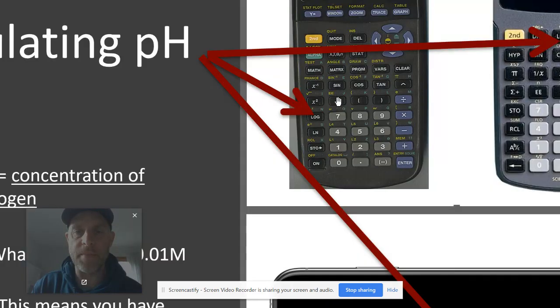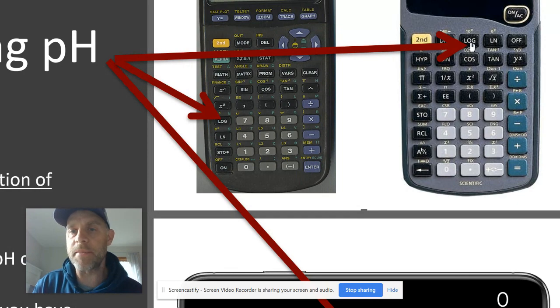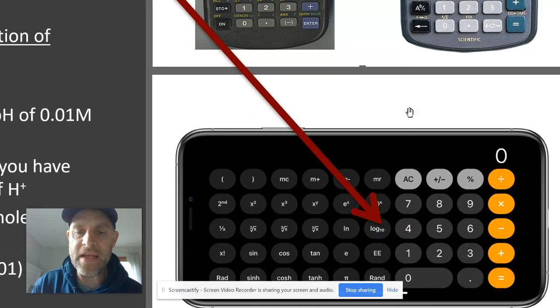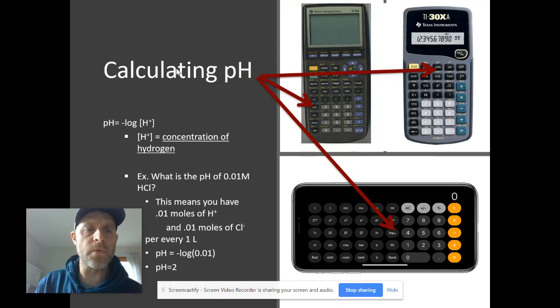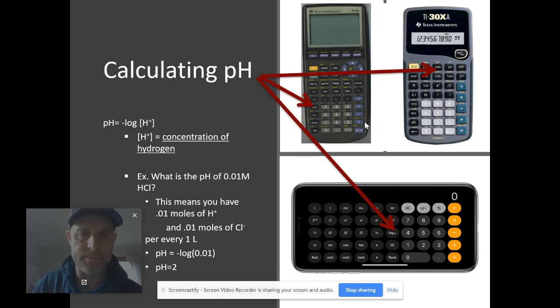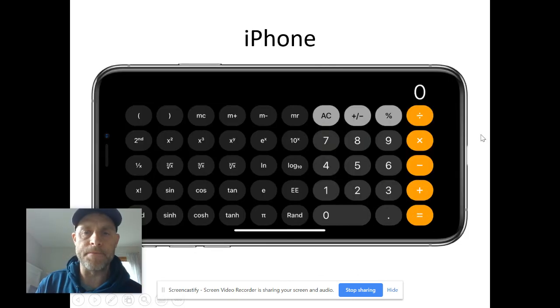I don't know if I can zoom up on it. I can. So on this one, the log button's here. On this one, the log button is here. On the iPhone, they don't have a log button, but they have a log with a subscript of 10. That's the one we're going to use. And I'll show you how to do that today. So there's a way to calculate pH using a calculator and that log button. And again, here's the iPhone. This is what I'm going to use. I'm going to use this log with the subscript 10.